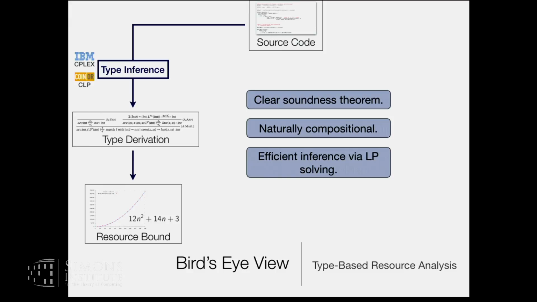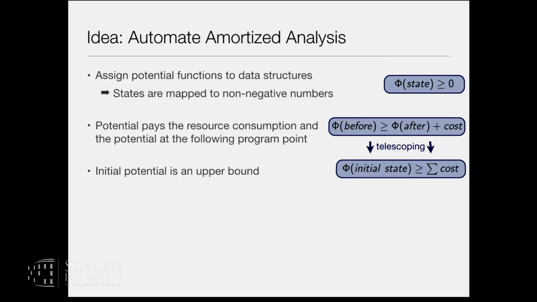You can have a library, and in the types you see all the resource costs, and we have, as I said, this efficient LP solving. So the idea of the analysis is to automate amortized analysis.